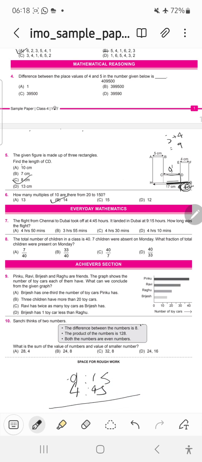45 cannot be subtracted from 15. So we borrow 1 hour, which means we give 60 minutes. So 60 minutes plus 15 minutes become 75 minutes. From the 75 minutes you subtract 45 minutes, you get 30 minutes. And because we already gave 1 hour to the minutes portion, there are only 8 hours. 4 subtracted from 8 gives 4 hours. So the total flight time from Chennai to Dubai must be option C, 4 hours 30 minutes.